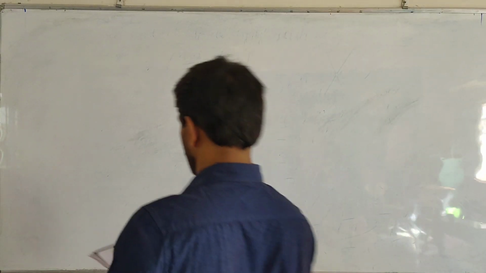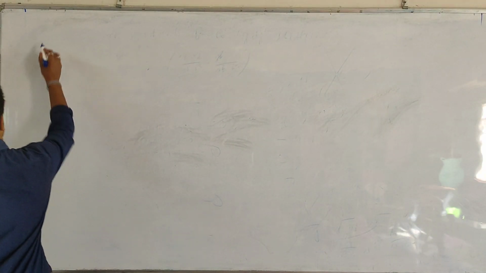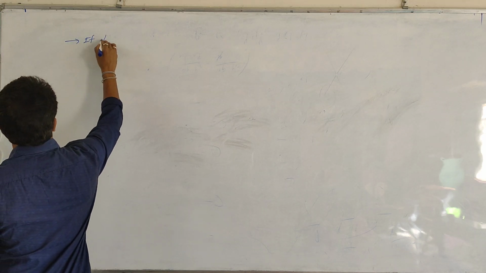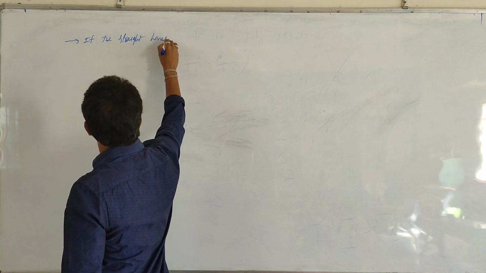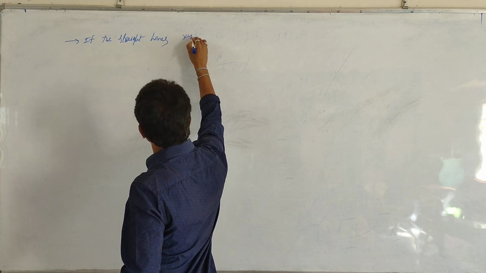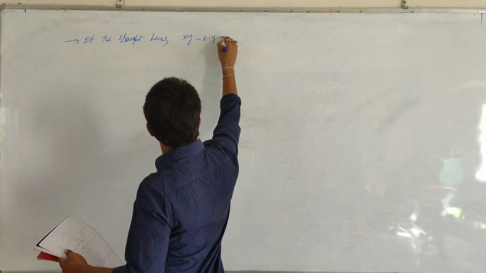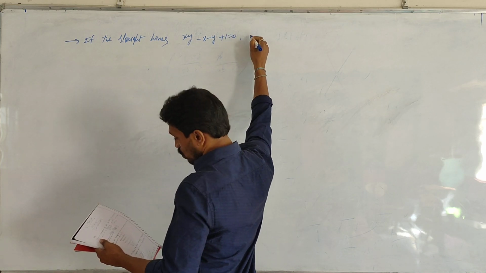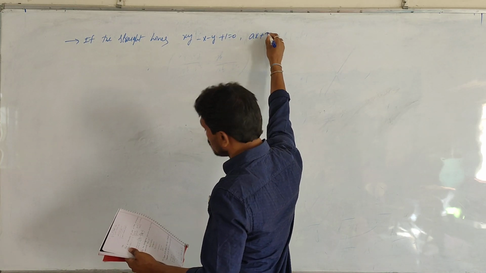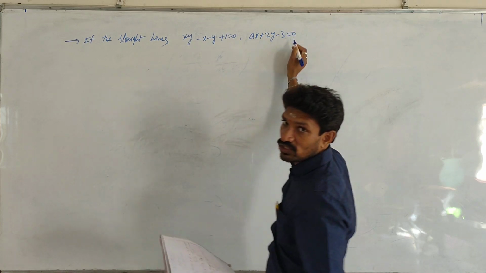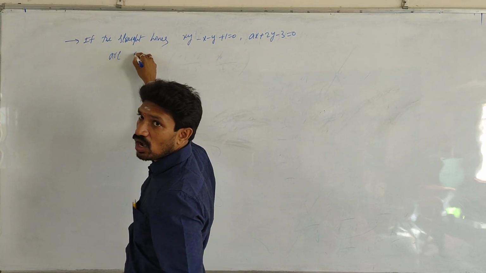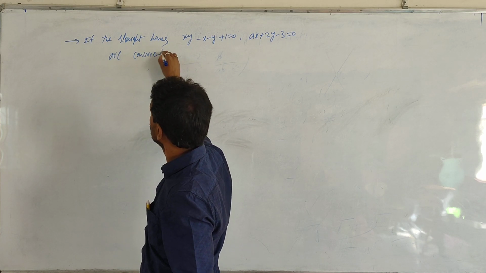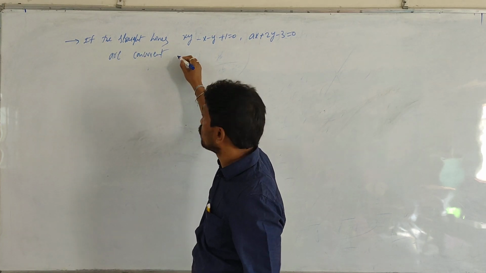Next problem. If the straight lines xy minus x minus y plus 1 is equal to 0 and ax plus 2y minus 3 is equal to 0 are concurrent, then a is equal to.